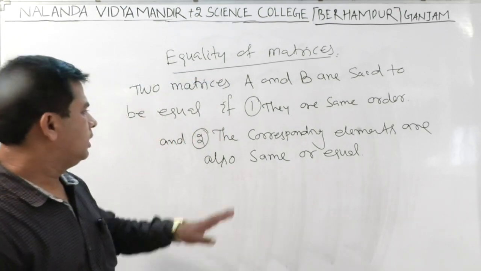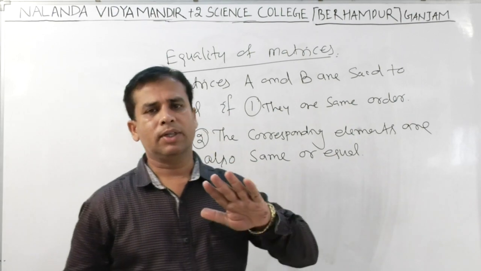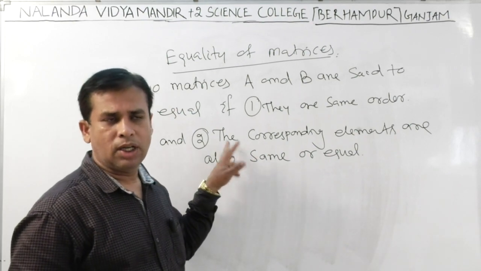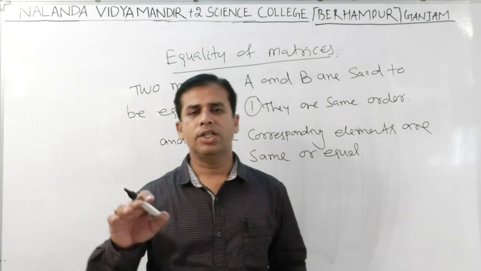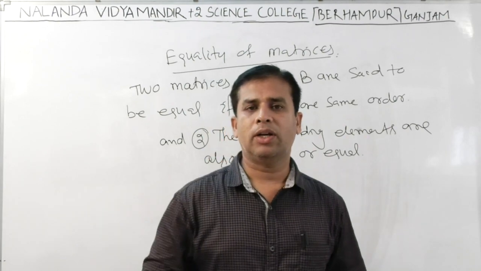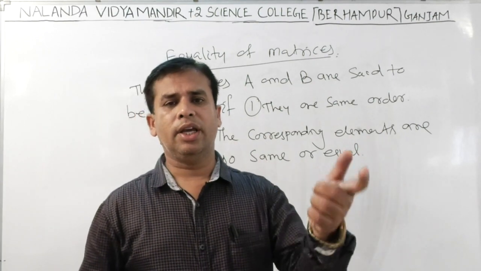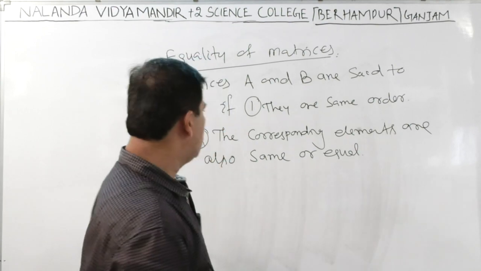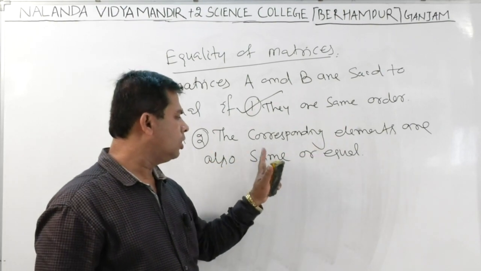That means the first condition is they are of same order. When we compare two matrices, first we see whether the order is same. If the order is same, then we go to the second condition. If the first condition is not satisfied, then we write A is not equal to B. If the first condition is satisfied, then we check the second condition. If the second condition is satisfied, then we say A and B are same matrix, that is A is equal to B. The second condition is the corresponding elements are also equal or same.